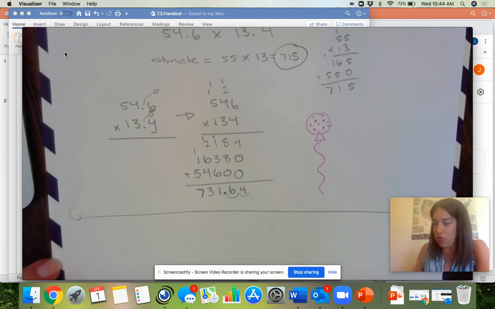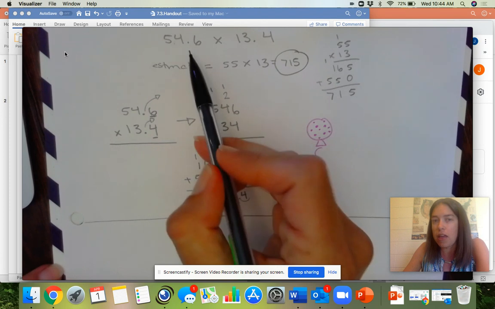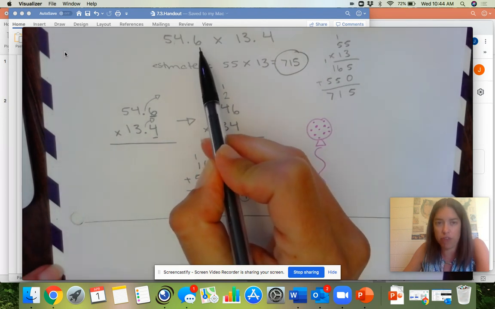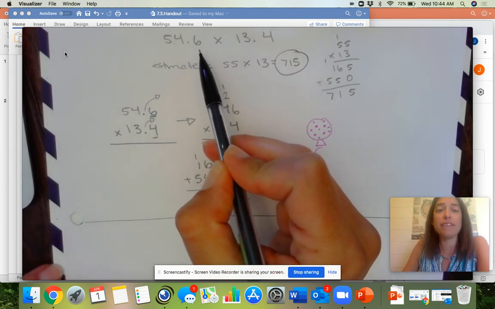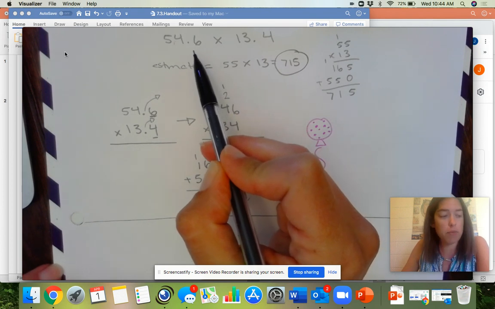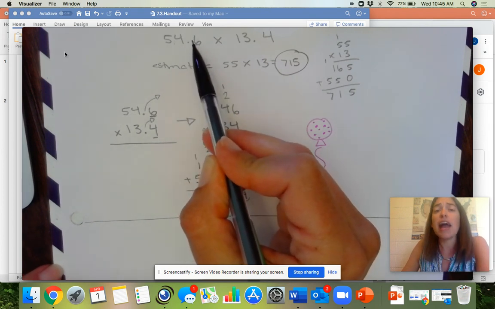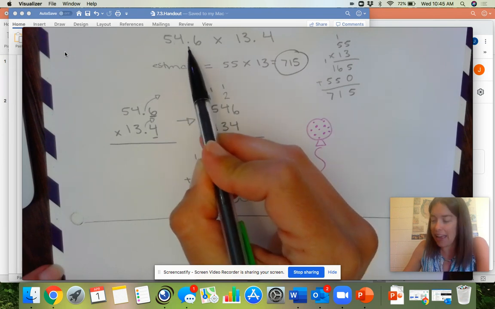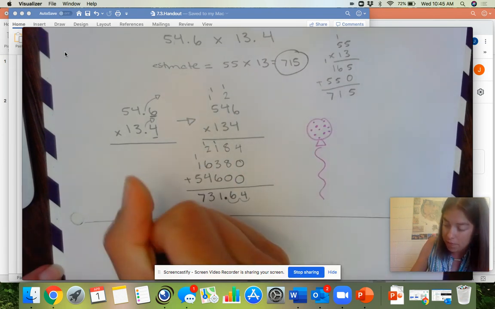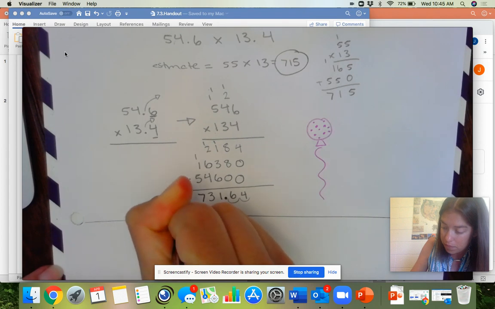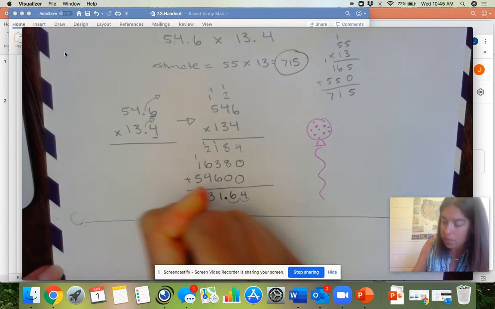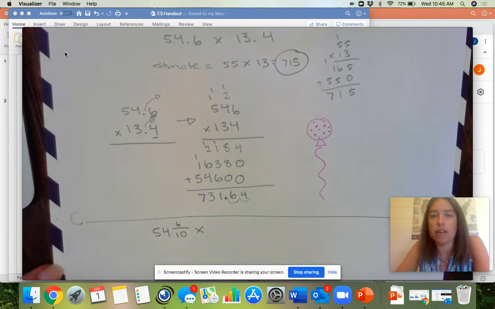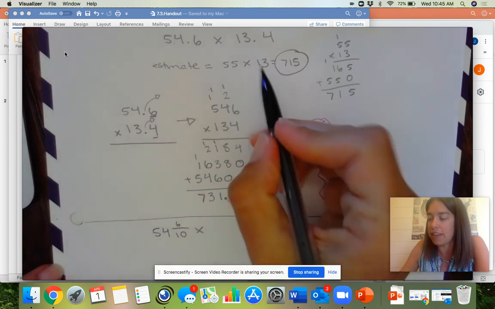First thing I'm going to do is rewrite my problem, turning my decimals into those fractions. I'm pretty good at this because when I say the number with the decimal, it basically gives me the fraction. 54 6/10 times 13 4/10.